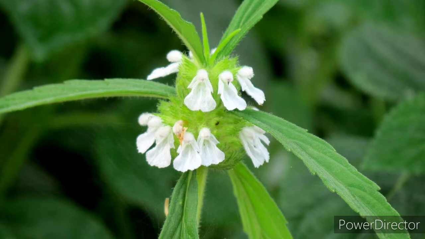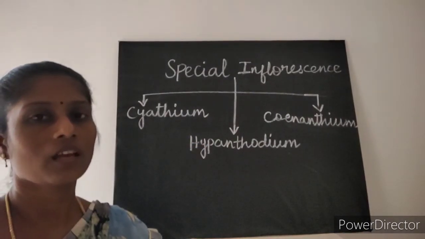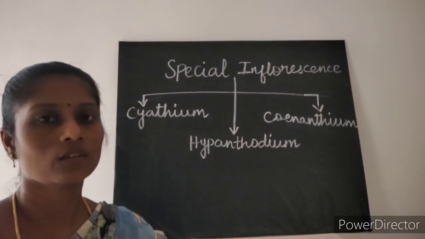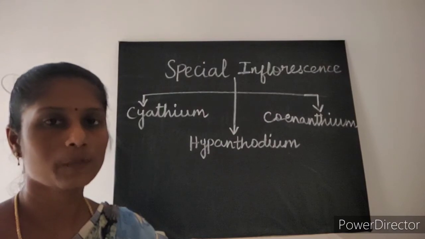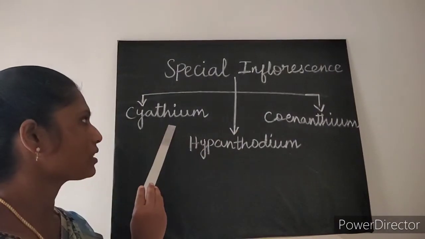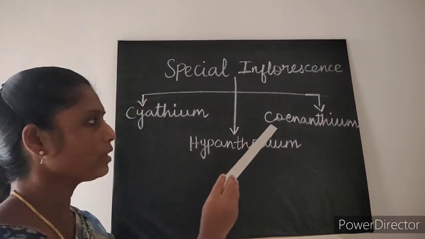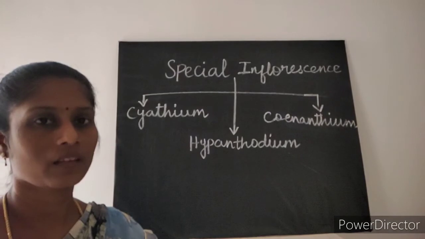Example: leucas. Special inflorescence. What is special inflorescence? Here the inflorescence does not show any development pattern. Such a type is called special inflorescence. It is of 3 types, namely cyathium, hypanthodium and synconium. Now let us learn what is cyathium.